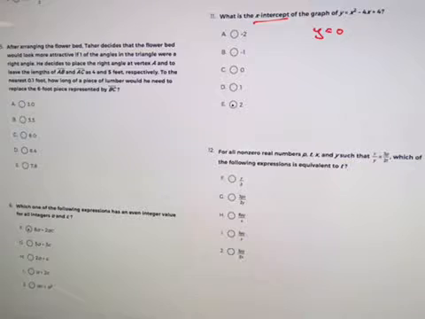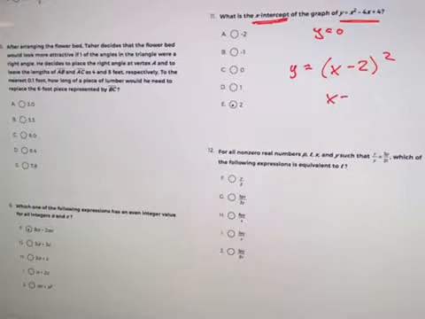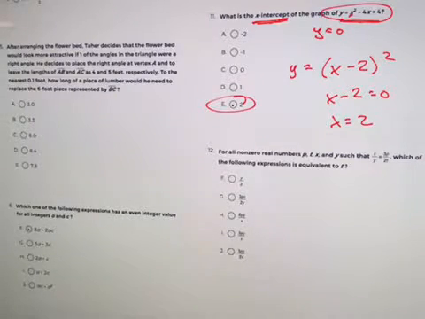Well, since they said the x-intercept, that must mean there must be only one. Usually there's two. So when there's only one, if you factor it, x minus 2 squared, you'll see that that's equal to 0, which means x minus 2 equals 0, which means x equals 2. And there's your answer. Now, you could have just punched this in your calculator. That's what I would have done. Totally fine. All right. Next one.